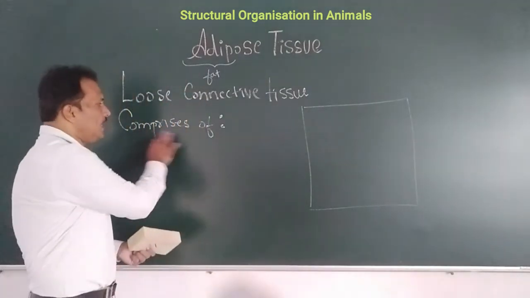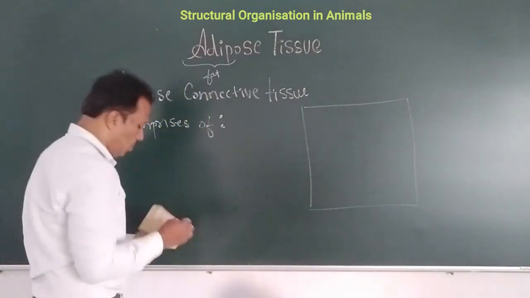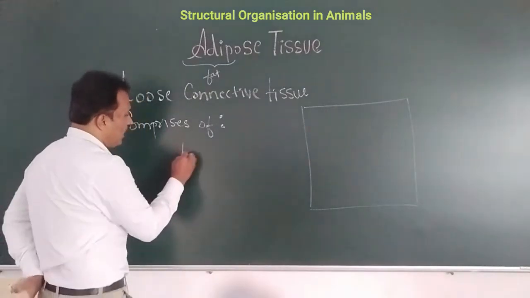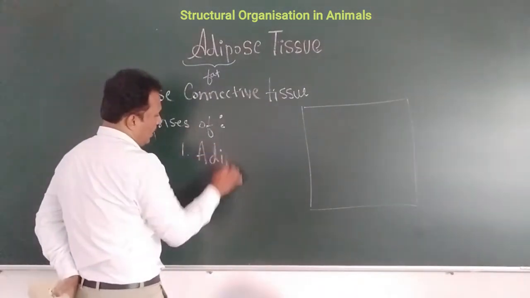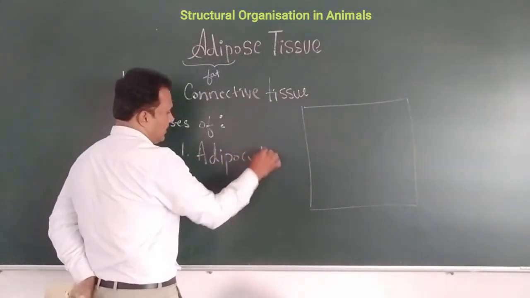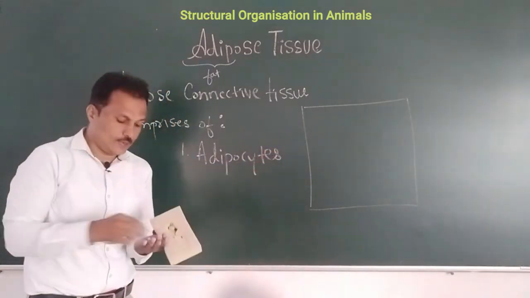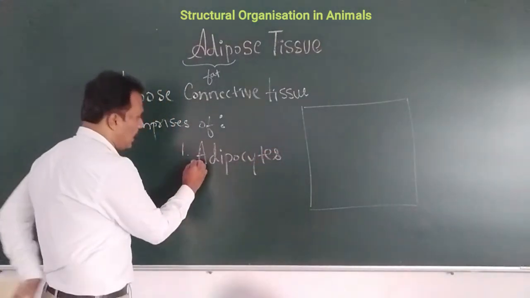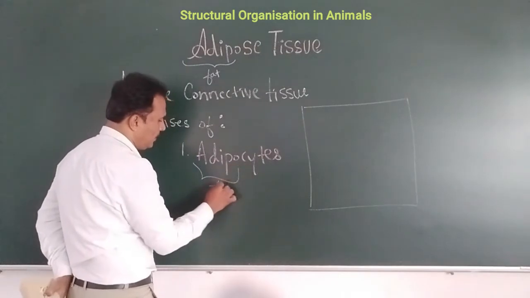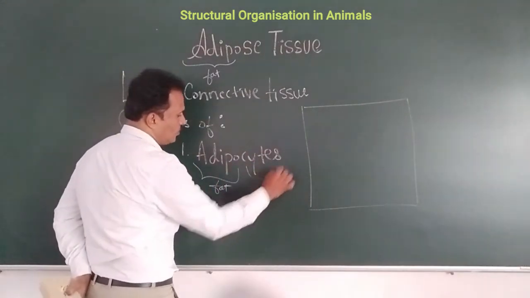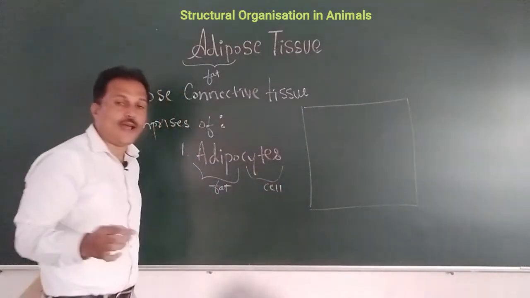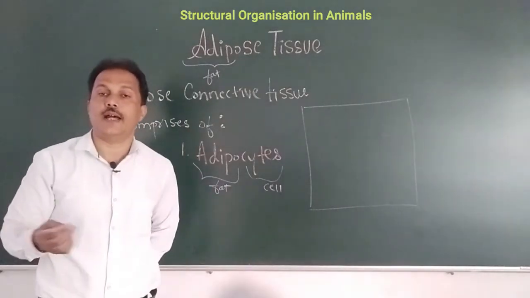It is comprised of, number 1, adipocytes. What are these adipocytes? Again, adipo refers to fat and cyte refers to cell. Fat cells, that is nothing but the adipocytes.